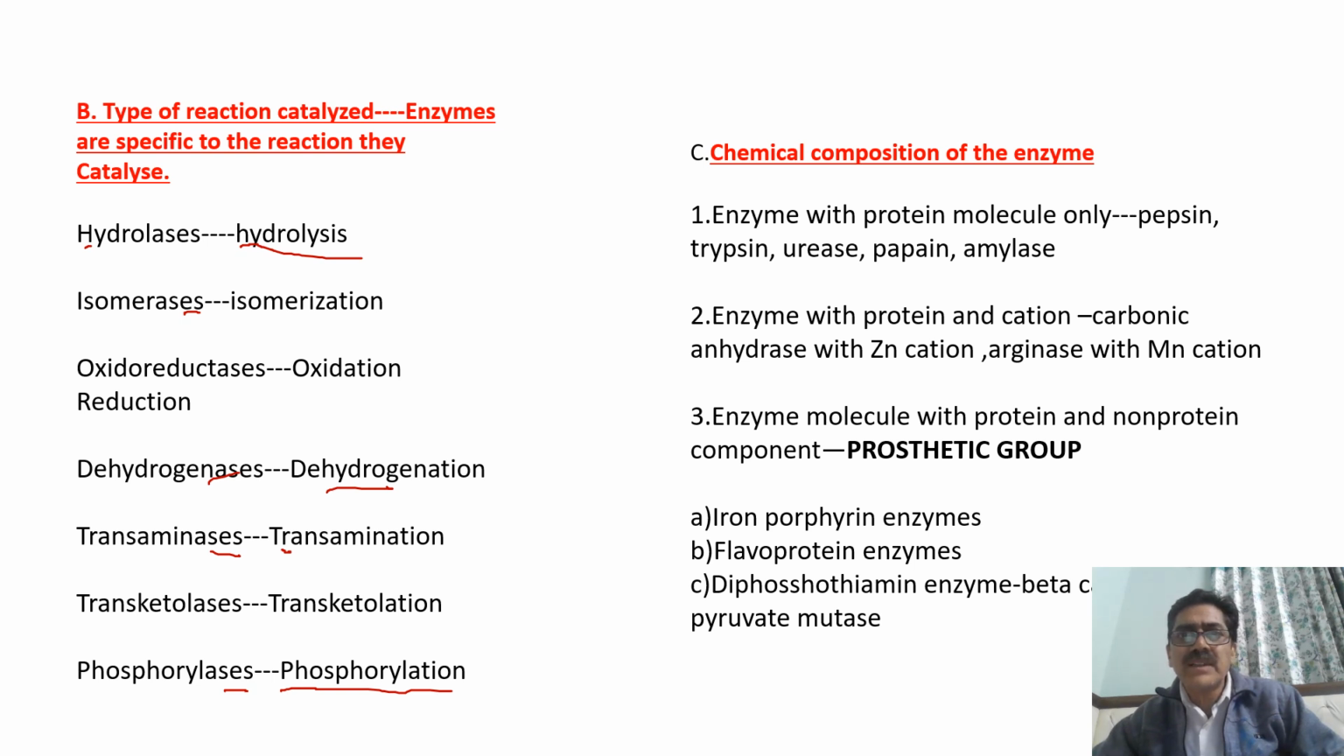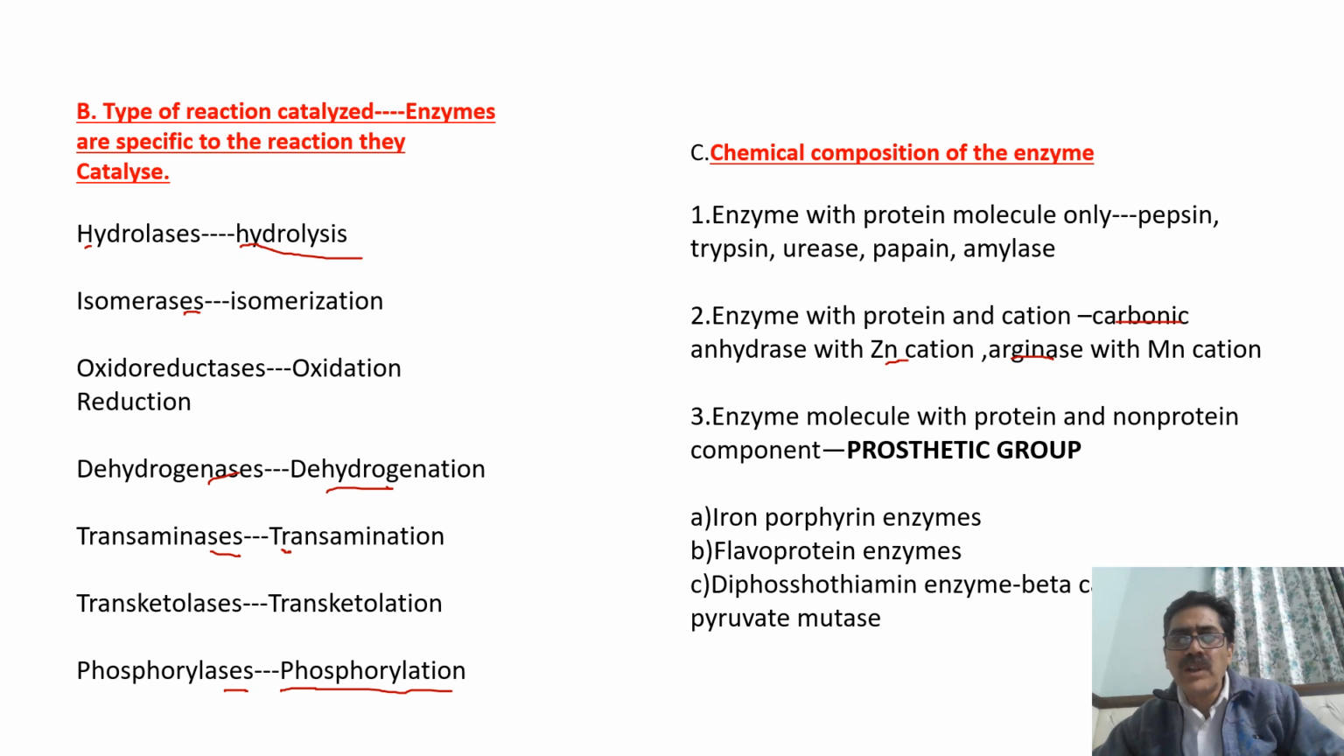Similarly, we have another classification on the basis of chemical composition of enzymes. For example, we have enzyme with protein molecule only: pepsin, trypsin, urease, papain, amylase. Enzymes which are proteins, they also have a cation. For example, carbonic anhydrase is an enzyme. It has a zinc cation along with it. Arginase is an enzyme. It has manganese cation with it.